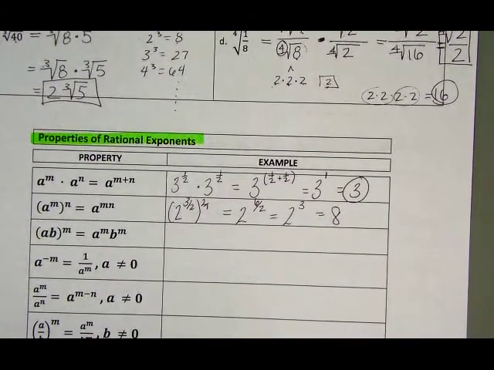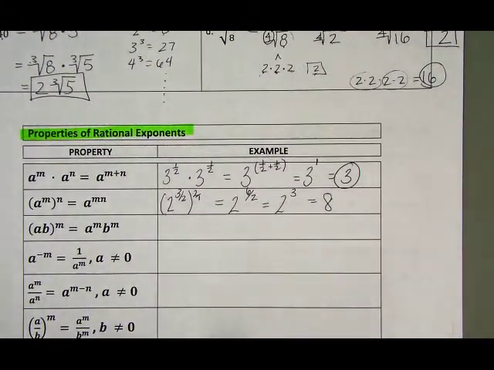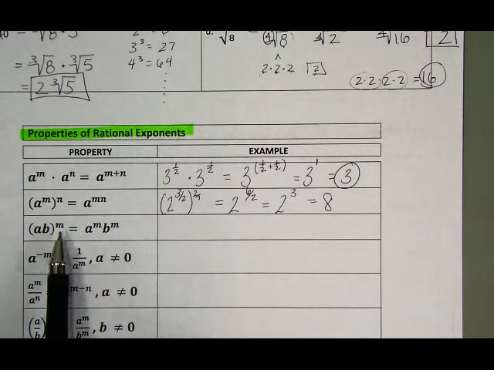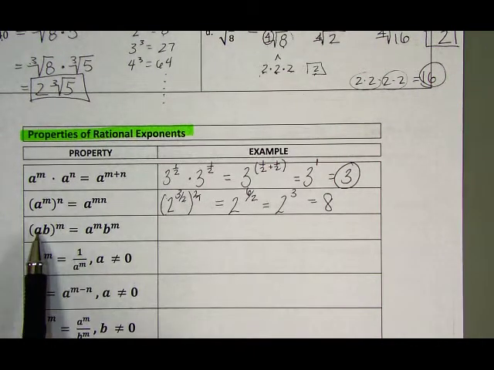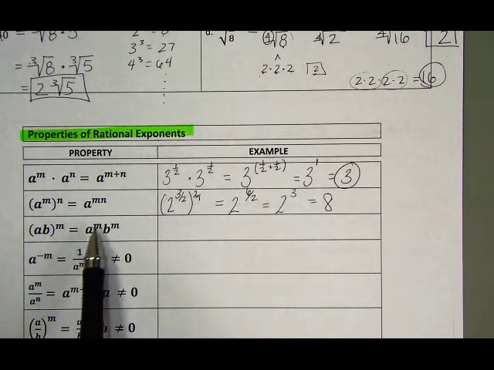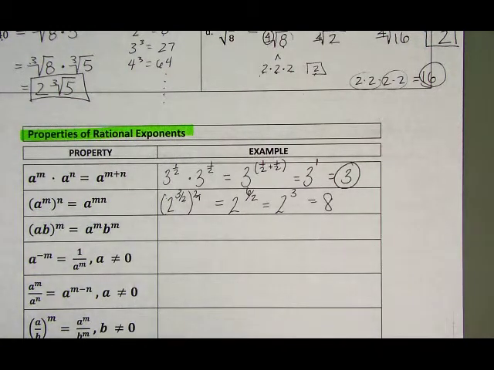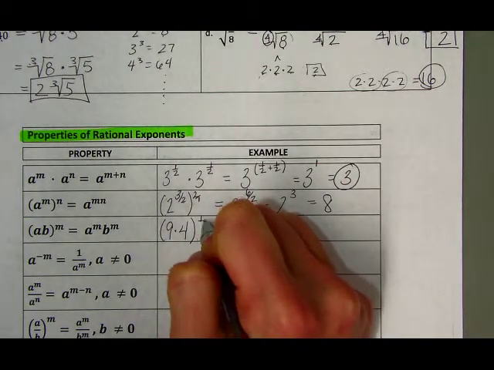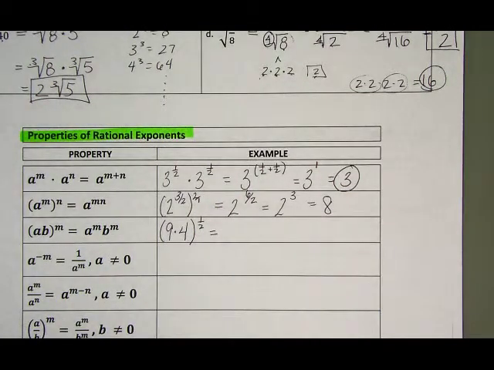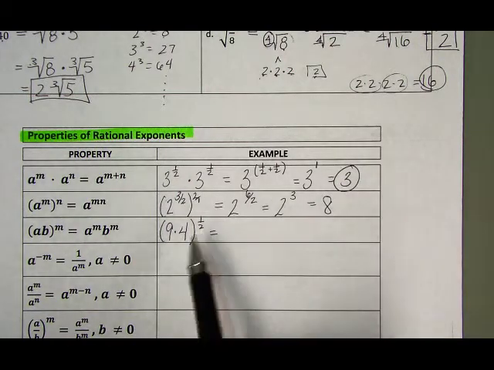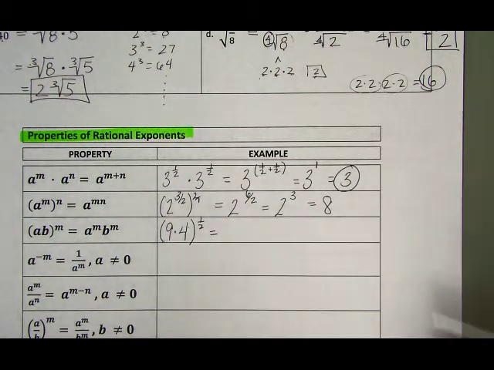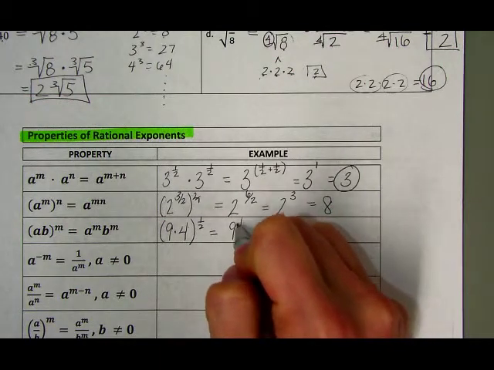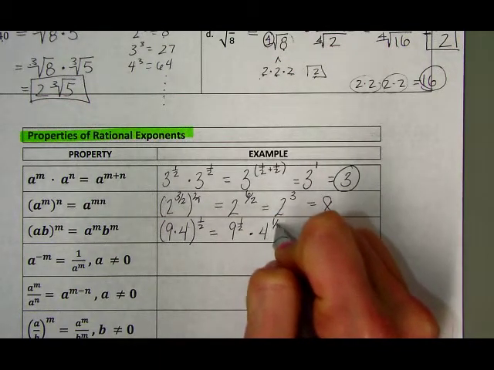And the next property, we have the product of a, b, so we have two bases all being raised to the same power. So in this case, we can basically just distribute our mth power to both of our inside terms. So we get a to the m times b to the m. So in this example, we're going to take 9 times 4 raised to the 1/2 power. We can distribute the 1/2 power to each of our inside terms. So we get 9 to the 1/2 power times 4 to the 1/2 power.